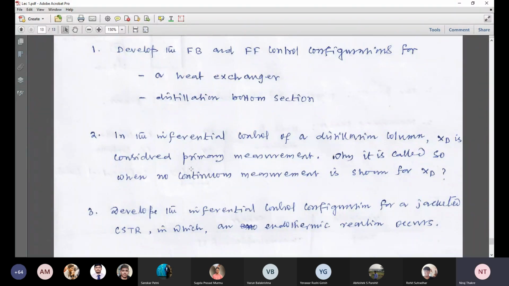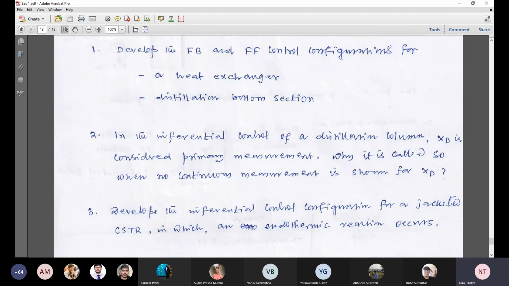So you try with all these examples. Okay, distillation bottom section I did not show. You try with that. Controlled variable, manipulated variable pair I already mentioned. So it's not difficult. Conventional way you develop the control configuration. Similarly, heat exchanger you take and try with this example.